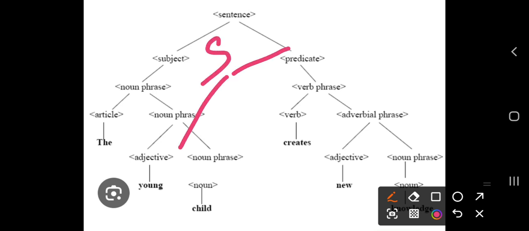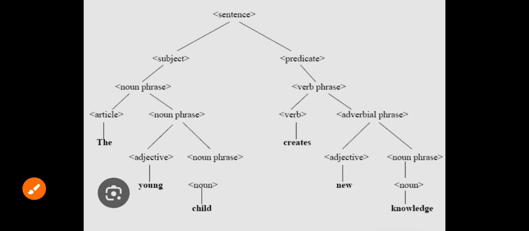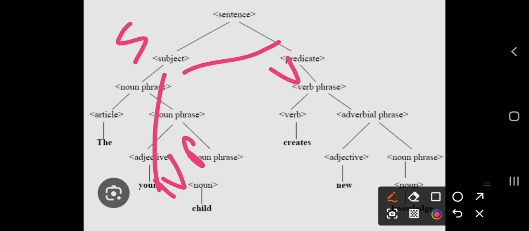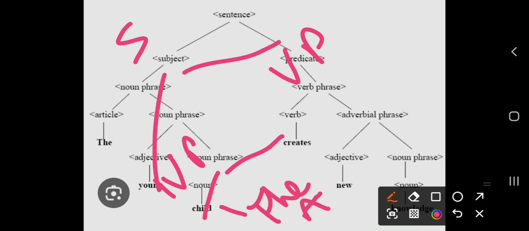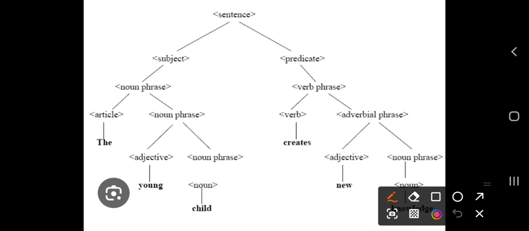That sentence, then noun phrase, and then verb phrase. Then in the noun phrase, the is an article, and then adjective phrase. Why? Because young child: young is an adjective and child is a noun. That will be the first part, right? It is done. Now verb phrase directly, no need to write predicate.